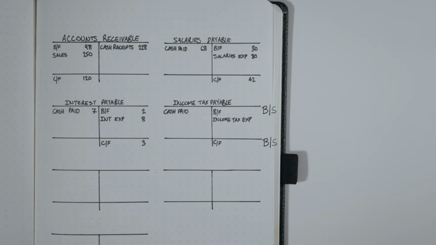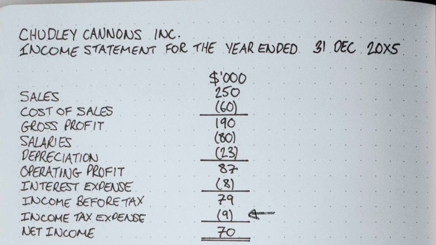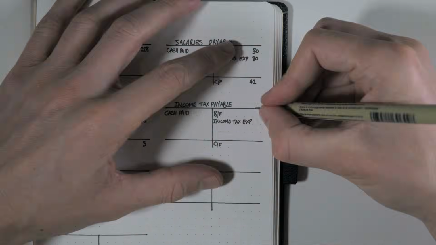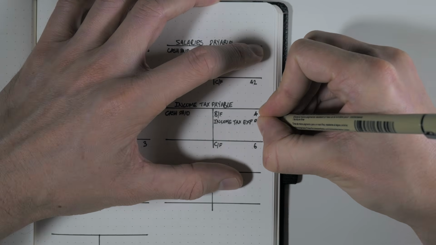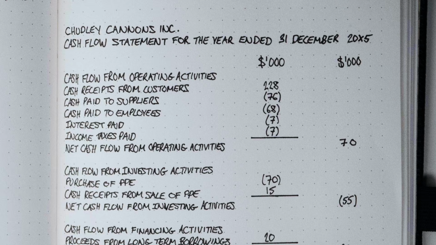The opening and closing balances will again come from the balance sheets, and we will get the income tax expense from the income statement. The prior year balance sheet shows a closing balance in income tax payable of 4. The current year balance sheet shows a closing balance of 6, and the income statement shows an income tax expense of 9. We enter these into the T account to work out income tax paid. Our closing balance of -6 less the income tax expense of 9 less the opening balance of 4 gives us income taxes paid of 7, so we debit the T account by 7,000. And this ties back to income taxes paid in the cash flow statement.